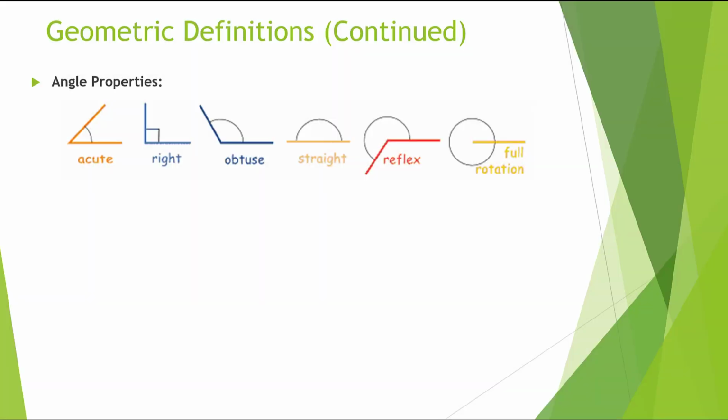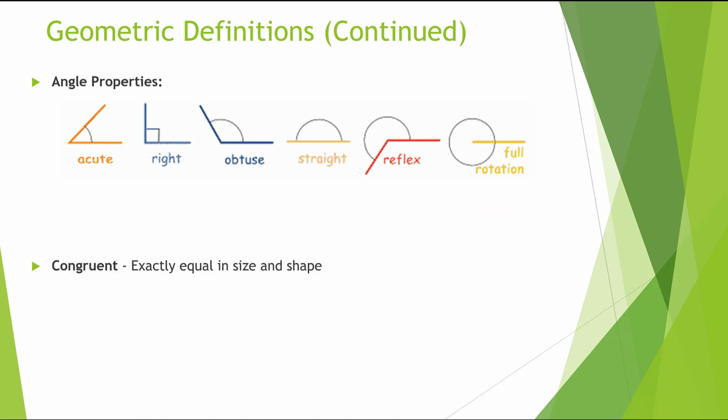Angles are another important part of designing in CAD. You have acute, which is less than 90 degrees. A right angle, of course, is 90 degrees. Obtuse, between 90 and 180. A straight line is considered 180 degrees, sometimes referred to as 0 degrees. Reflex is between 180 and full rotation, which is 360 degrees.